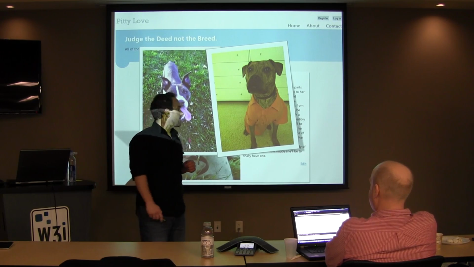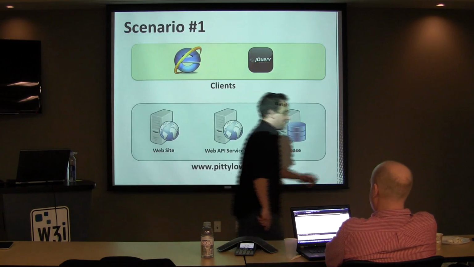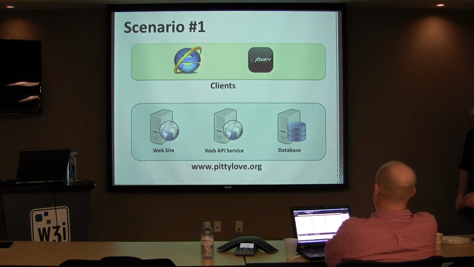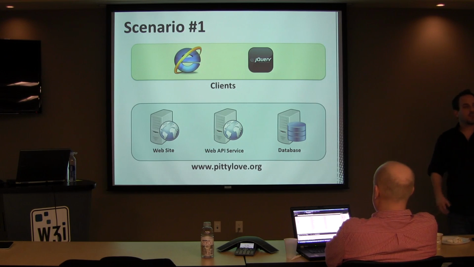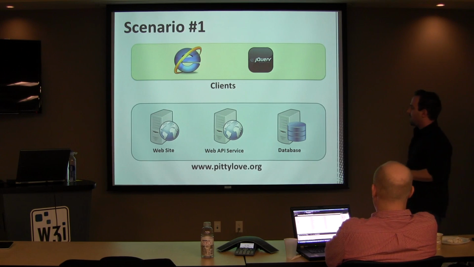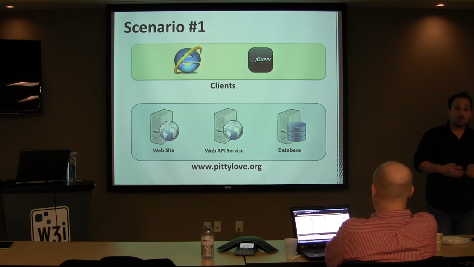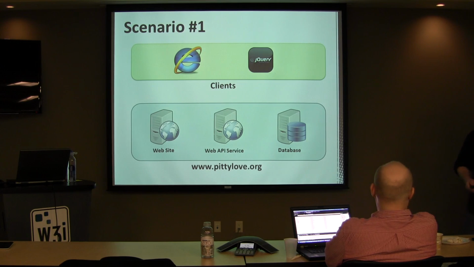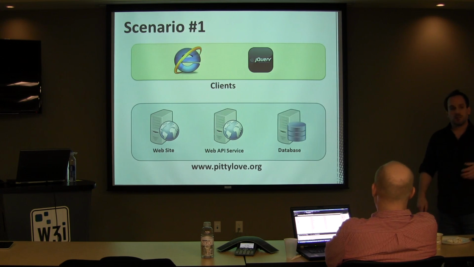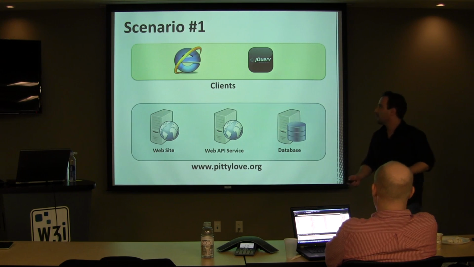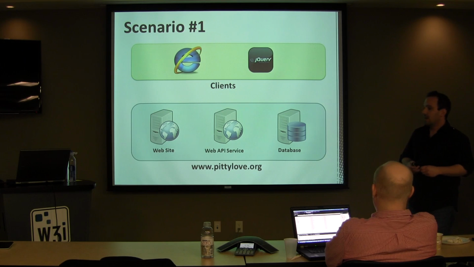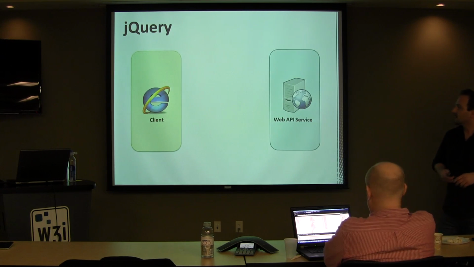And at pittylove.org, we have the following architecture. Let me step out of the way. We have a website that users can go to. They can log in. They can search for dogs that are available to be adopted. We have a web API, which delivers the content to our website, and hopefully to other clients if we continue to grow, right? We have a database that stores all of our dog information. And the first client we're going to look at is a simple jQuery client to interact with our service. And the interaction, we're going to look at the sequence of events that we're going to use. Looks like this.